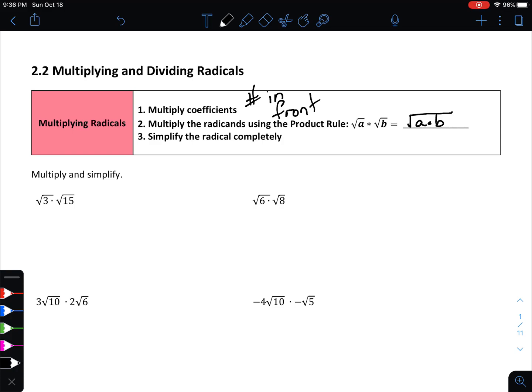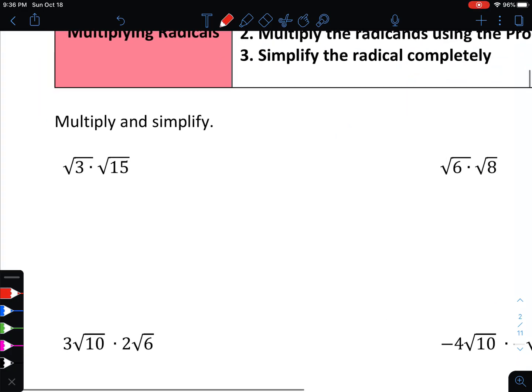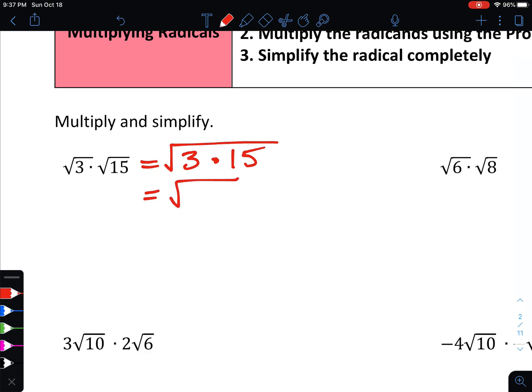So in this first problem, we've got the square root of 3 multiplied with the square root of 15. Step number one is that we're going to write those under the same square root sign as the square root of 3 multiplied with 15. And then we'll go ahead and simplify that. So 3 multiplied by 15 is 45. So now we're going to write that as the square root of 45.